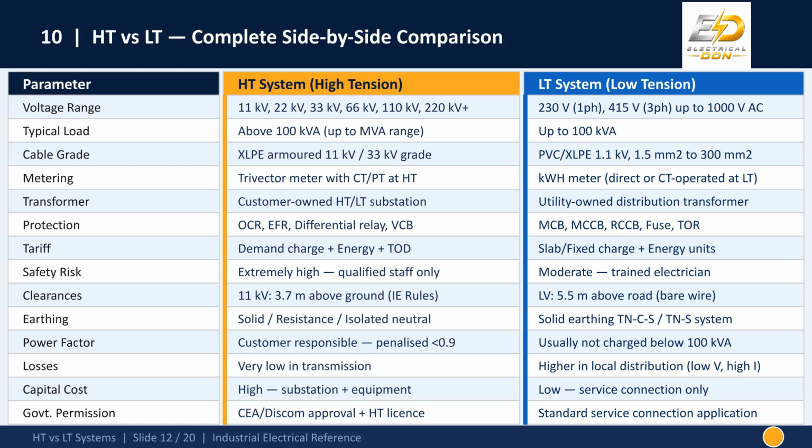Here is a complete comparison. HT covers high voltage ranges and large loads, requires customer-owned substations, and mandates skilled staff. LT is for residential and small commercial use, involves utility-owned transformers, and has lower capital costs and safety risks.